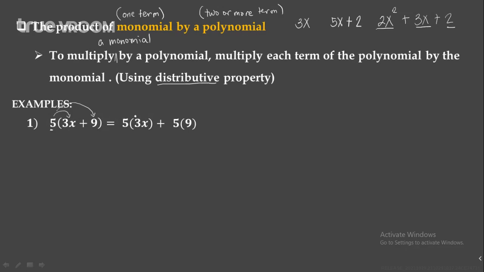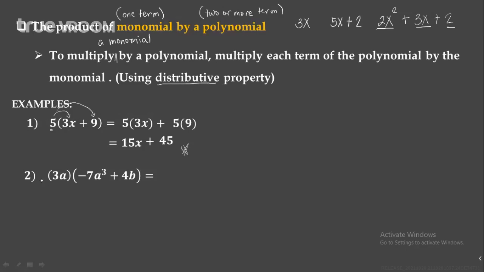What is 5 times 3x? 15. Okay, so that is 15x. Copy the sign, plus. What is 5 times 9? 45. So this is your final answer. Do you understand number 1? Yes. All right.